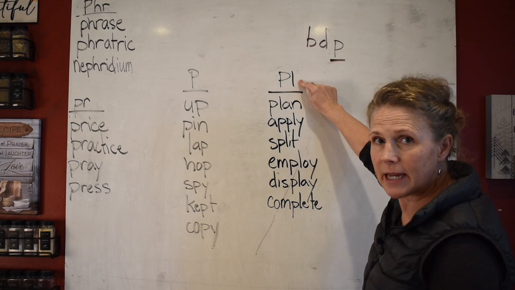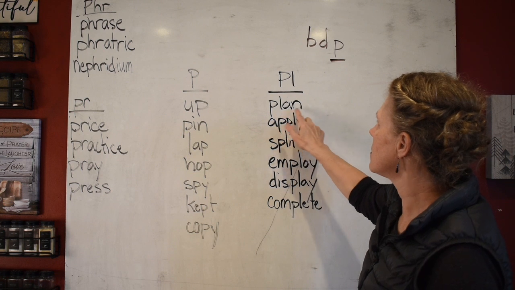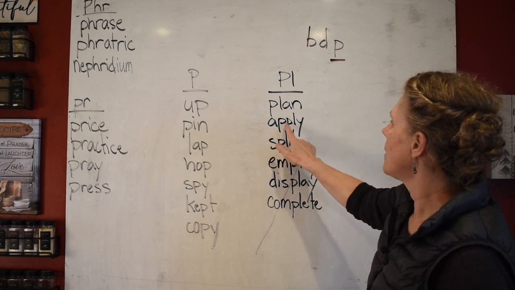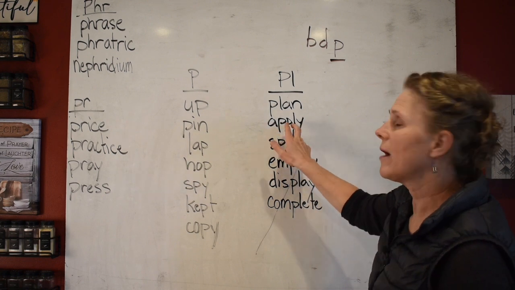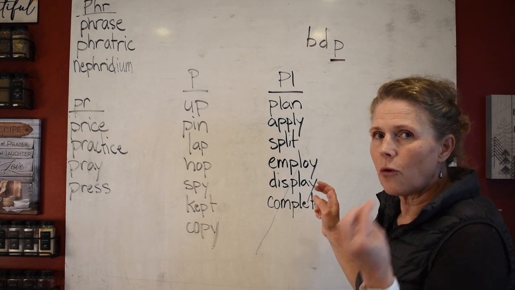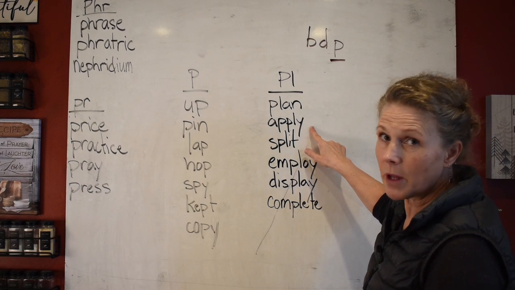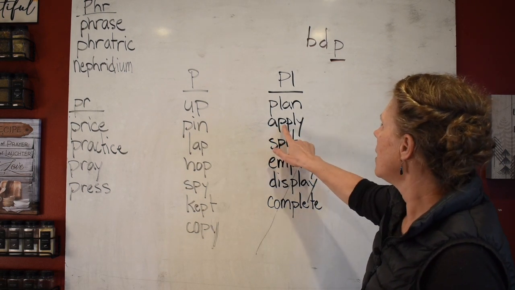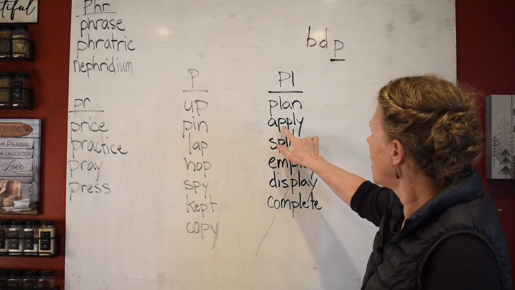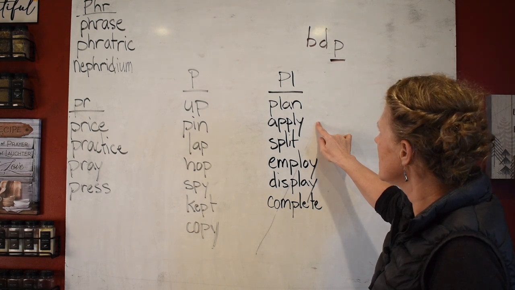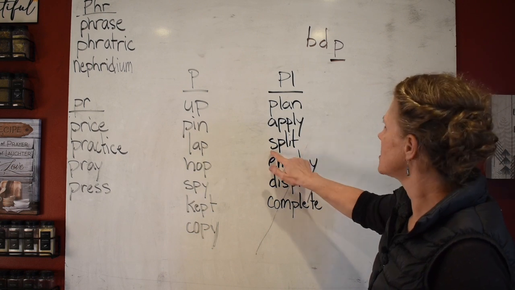You need to understand how the L and the P go together. Pull, plan, apply. Now remember, if you have a double P, you only hear one of those. So typically it's the second one, not always though. Apply. No matter what, you're going to make one silent. Apply. Okay? Split. It. Split.